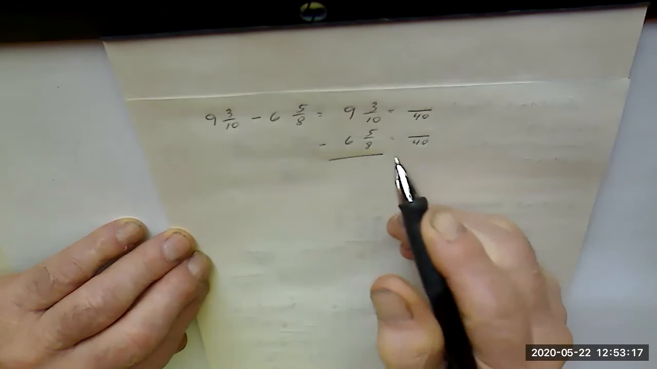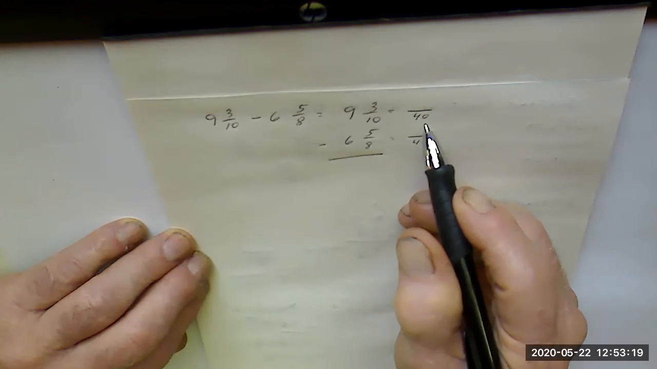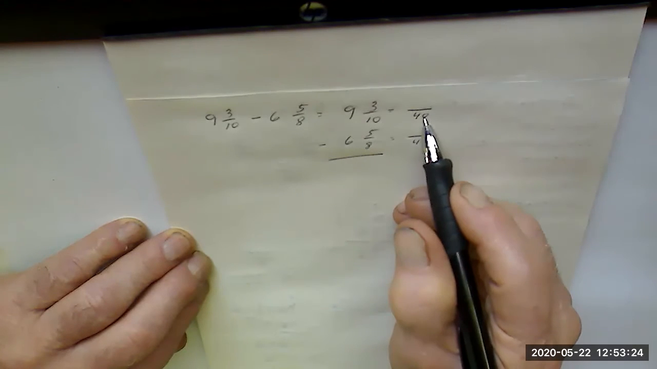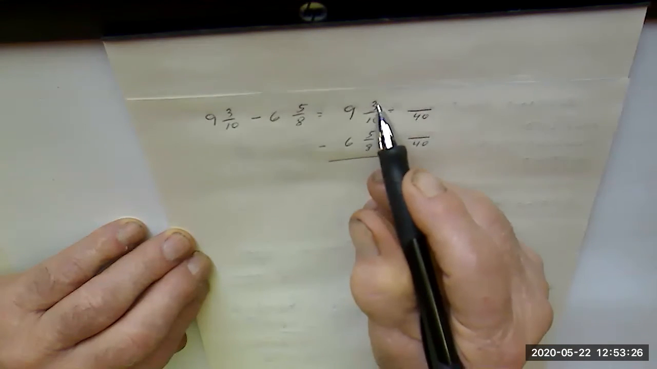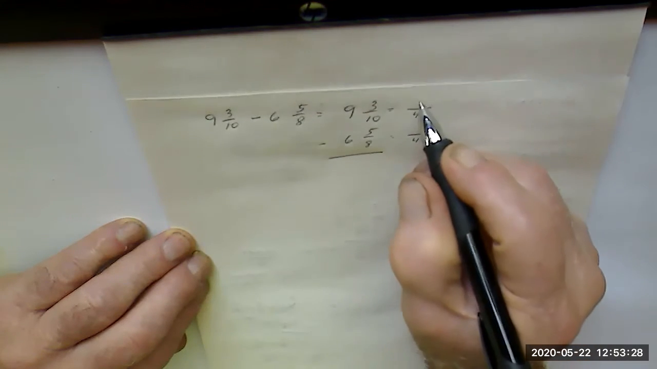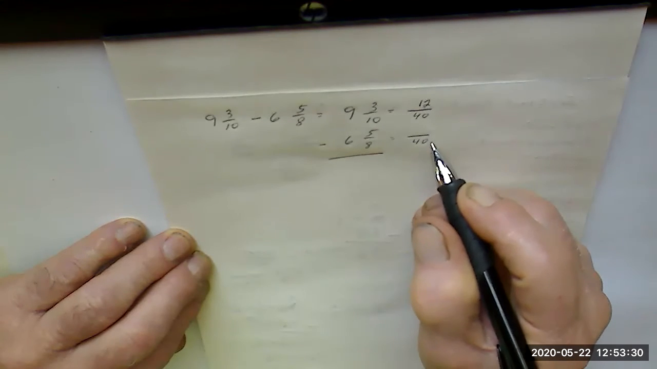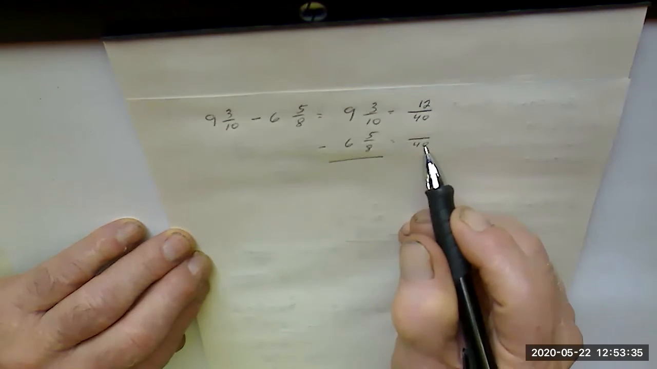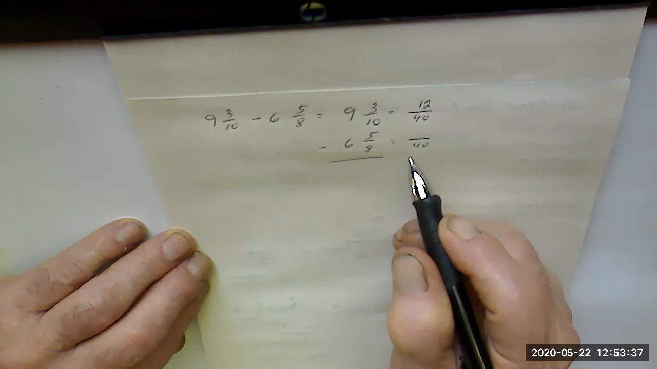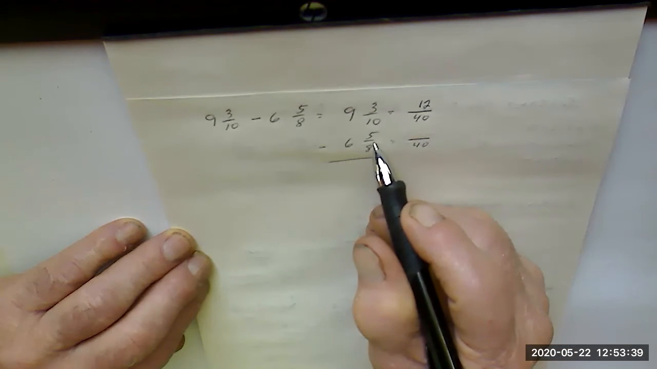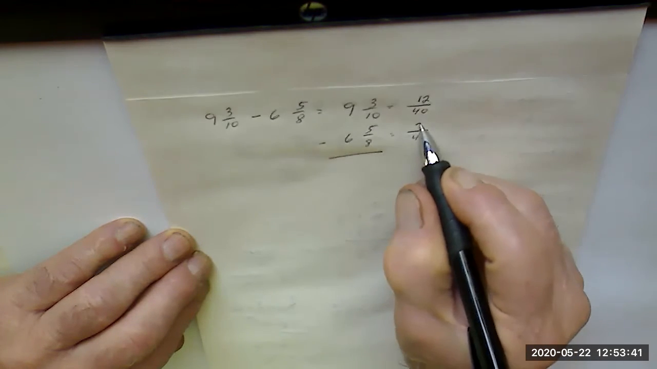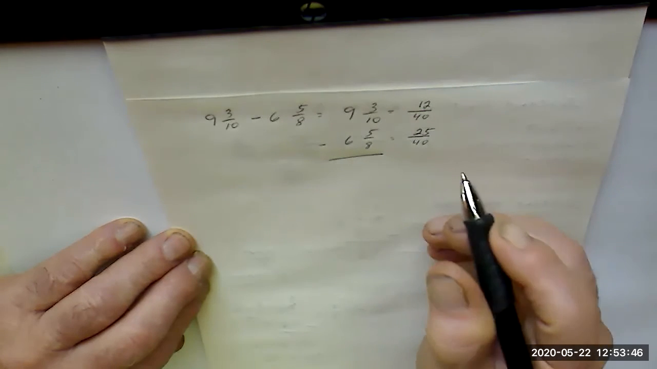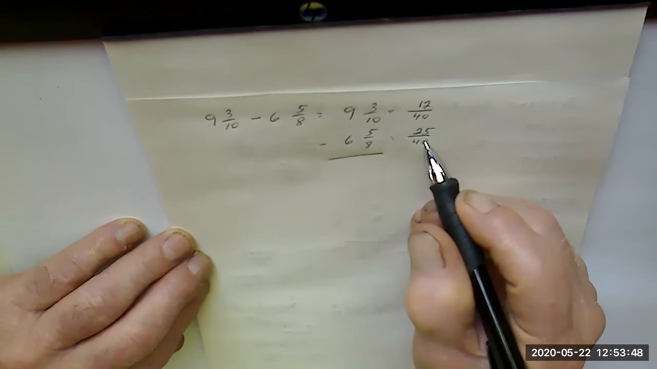We then want to convert the fractions to equivalent new fractions with the denominator 40. So 10 goes into 40 4 times. We need to multiply top and bottom by 4. So the numerator now becomes 12 over 40. Changing 5/8 into 40ths, we need to multiply by 5. Multiplying top and bottom by 5, the numerator becomes 25 over 40. The next step is to subtract fractions.